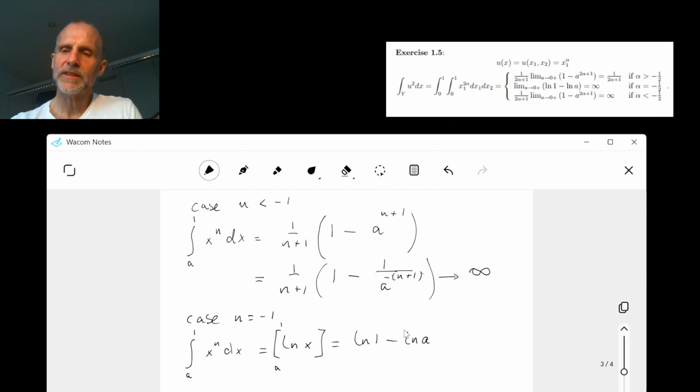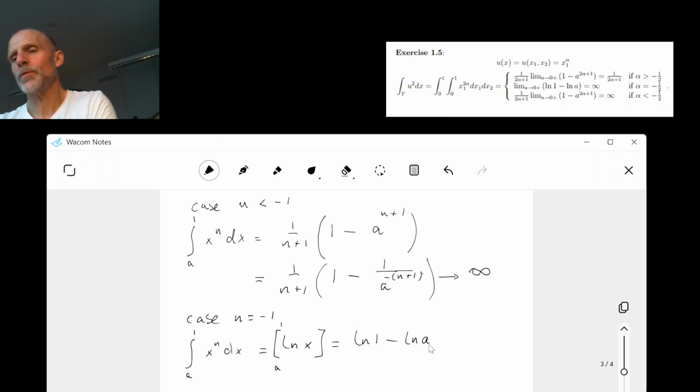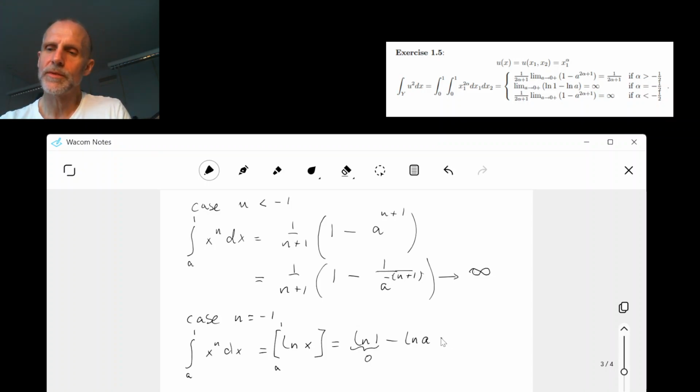And recall what I said earlier, that the logarithm of a value, when this value goes to 0, is just equal to minus infinity. So minus the logarithm of a goes to infinity. The logarithm of 1 is just equal to 0. So this goes to infinity.